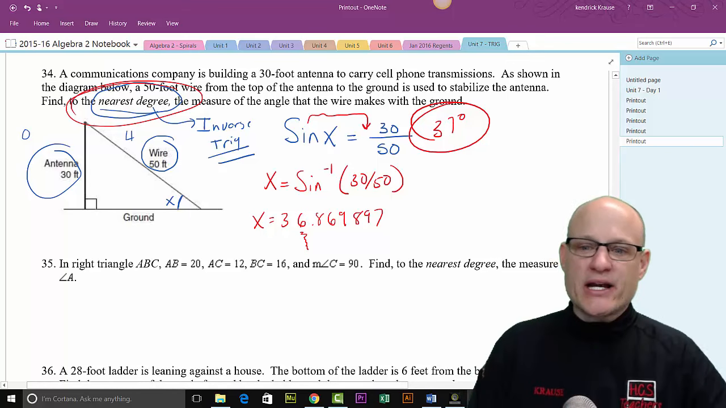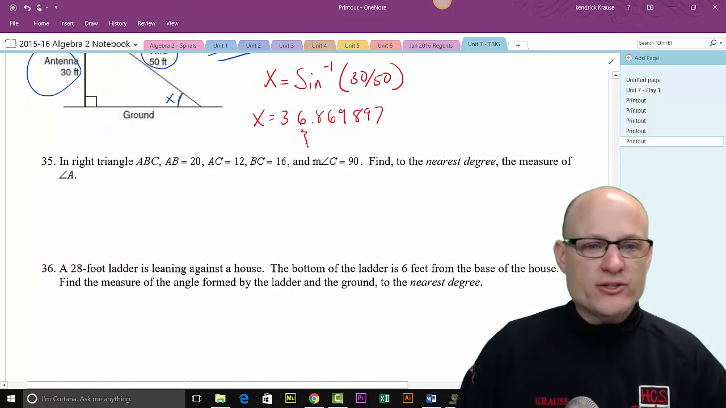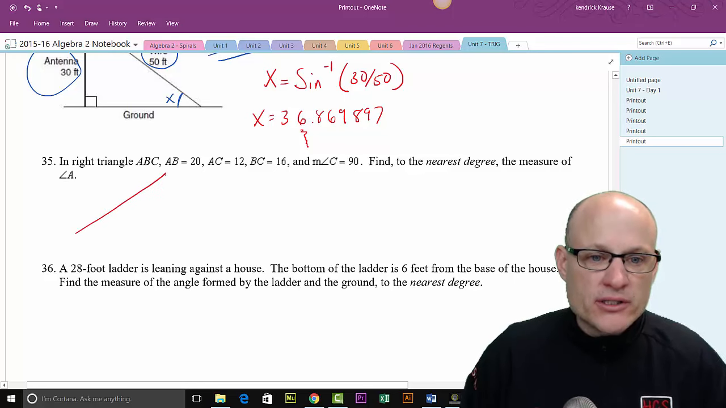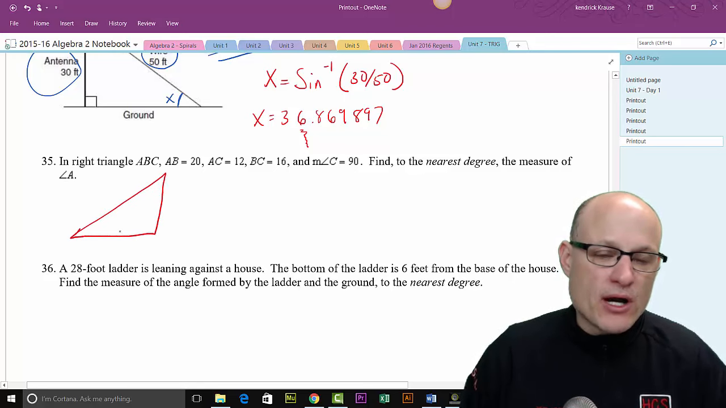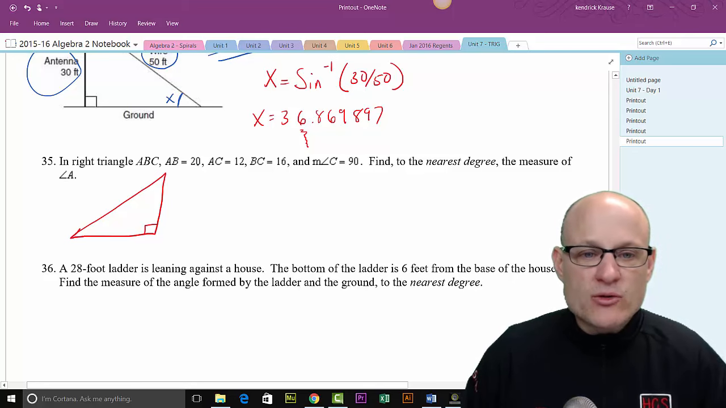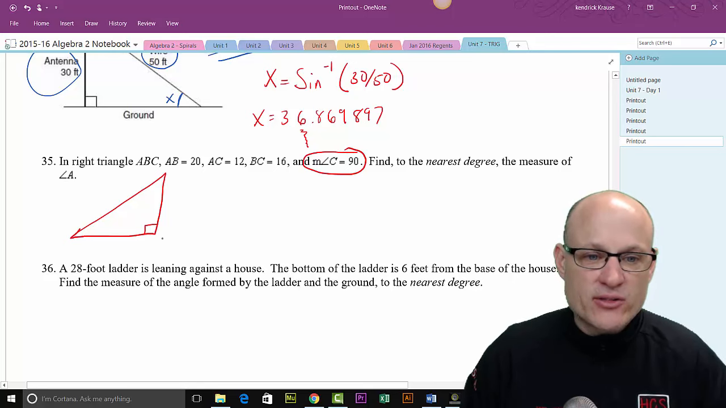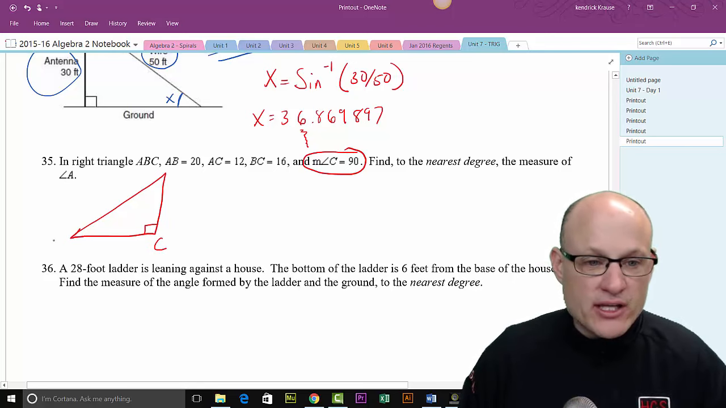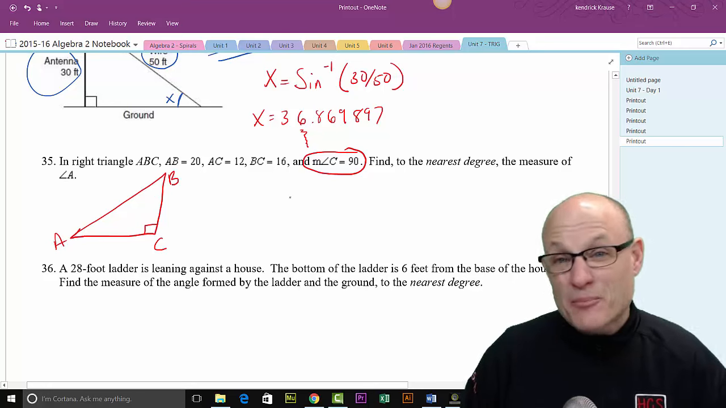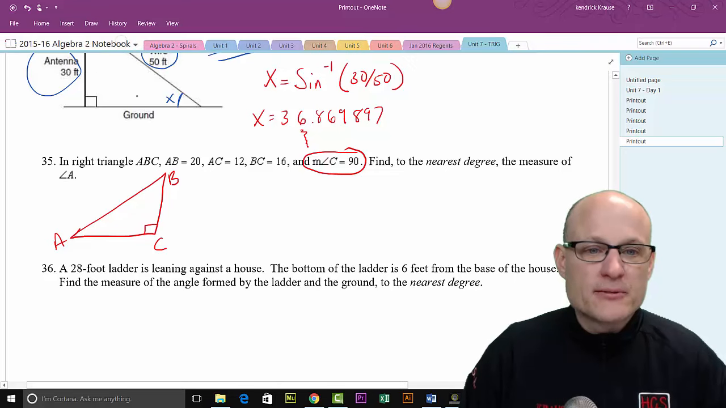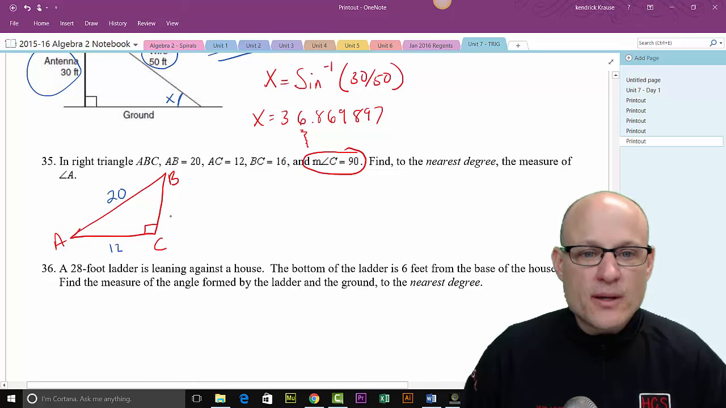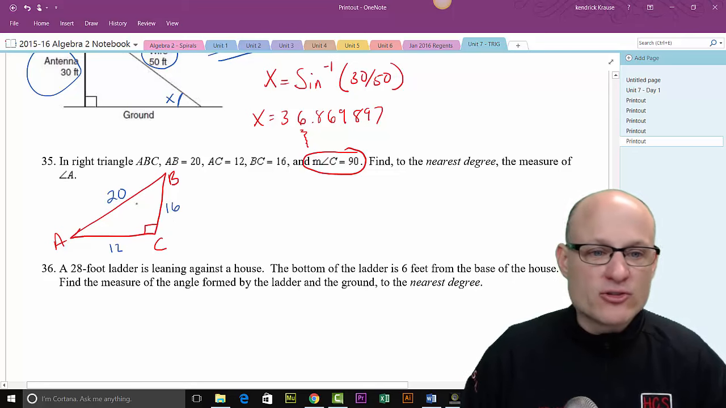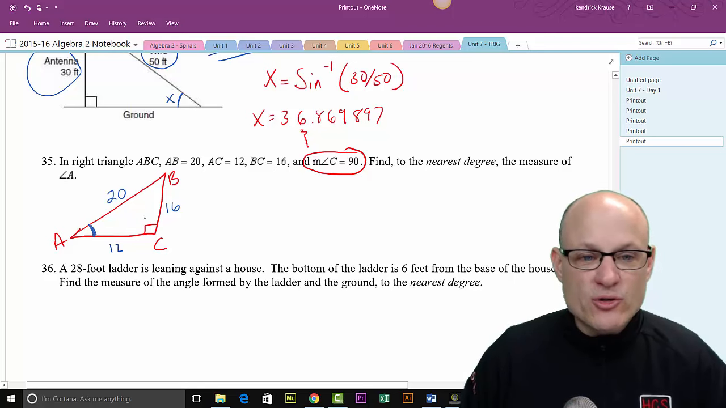In right triangle ABC, I'm going to actually read the problem. AB equals 20, AC equals 12, BC equals 16. Ooh, wait, this is important. The measure of angle C is 90 degrees, so this has to be C. It didn't say anything about the other two, so they can just be A and B, but if you did not put C in the right place, you will not be able to get this right. It says find the measure of angle A. Well, you have your choice. You can use opposite, adjacent, or this is hypotenuse.